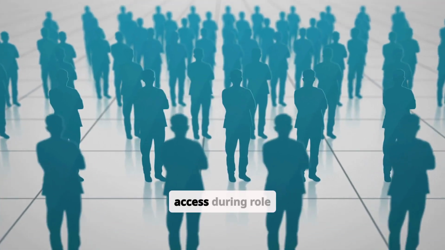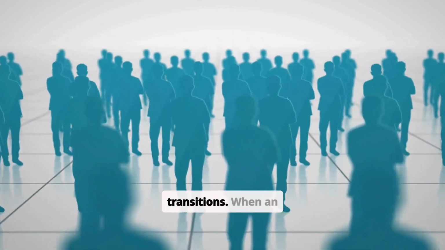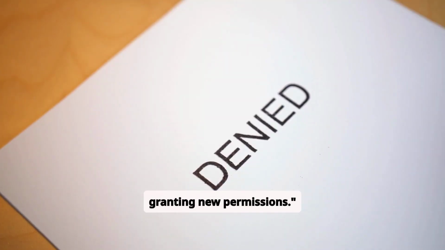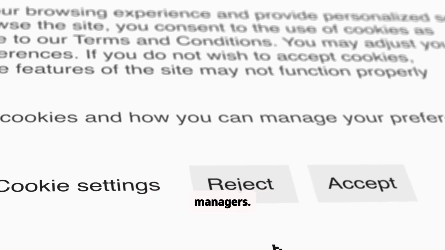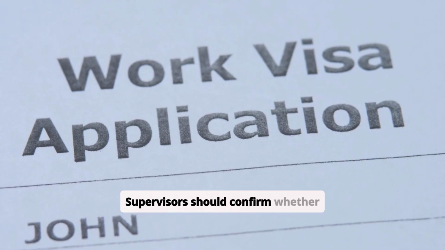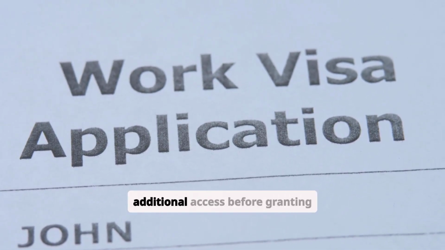Second, update access during role transitions. When an employee moves to a new department, revoke old access before granting new permissions. Third, verify access changes with managers. Supervisors should confirm whether the employee requires additional access before granting permissions.